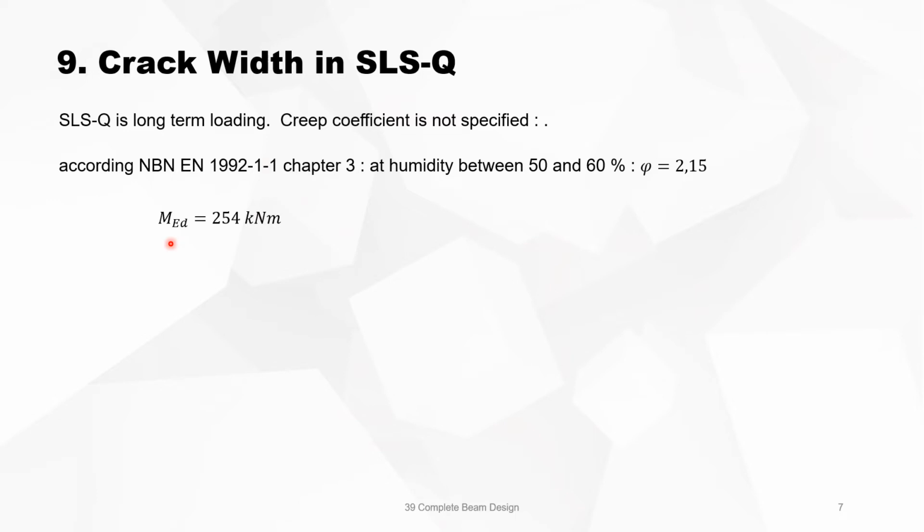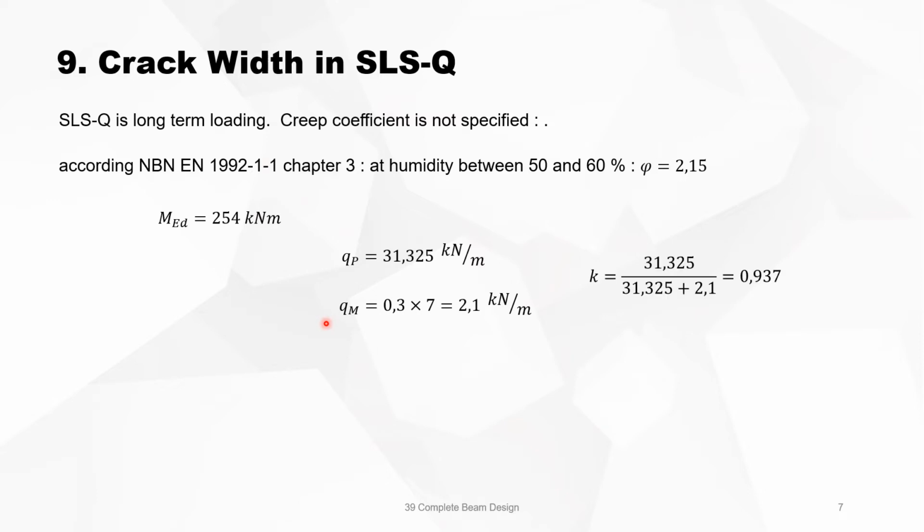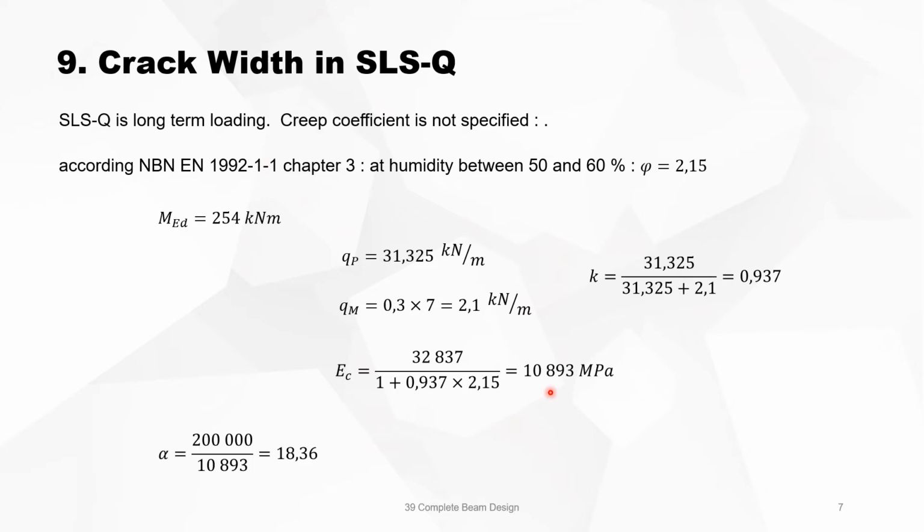The bending moment in SLSQ is 254. The effect of the permanent load is 31. Of the mobile load is 2.1. It means that our K factor, the proportion of the effect of the permanent load divided by the effect of the total load, is 0.937, and the modulus of elasticity of concrete is ECM divided by 1 plus K times phi, which gives you 10,893 megapascal. Or alpha is 18.36, which is around 15, which is okay.